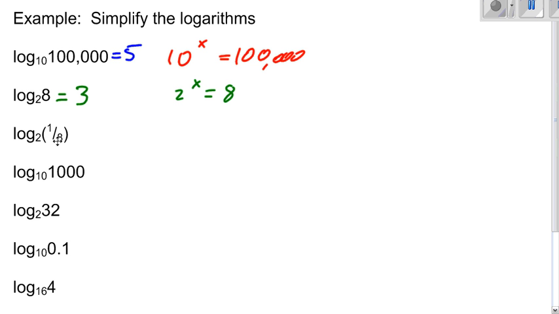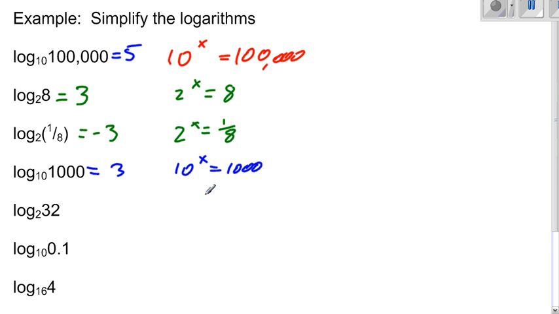Log base 2 of 1 over 8, that's 2 to what power equals 1 over 8. So we know 2 to the third is 8, so to get 1 over 8, that's going to have to be a negative. So that's negative 3. The negative flips the fraction, 3 makes the 2 become an 8. Log base 10 of 1,000, that's 10 to what power is 1,000? So that would be 3.